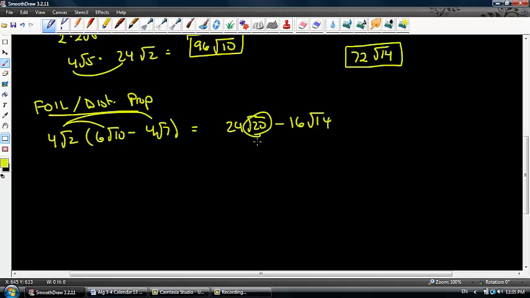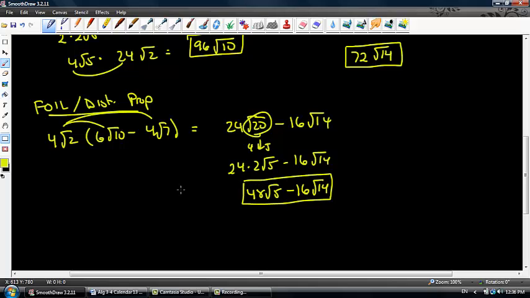Well, I'm not done with this part yet. I need to reduce that, so that's 24 times, let's see, this is 4 and 5, so 2 rad 5 minus 16 rad 14. This is really 48 rad 5 minus 16 rad 14. That's 3 right here. This is 4.